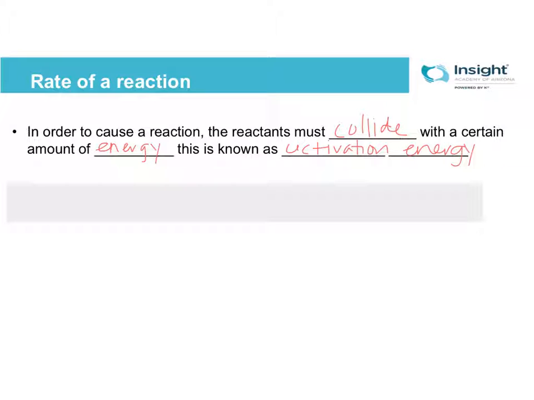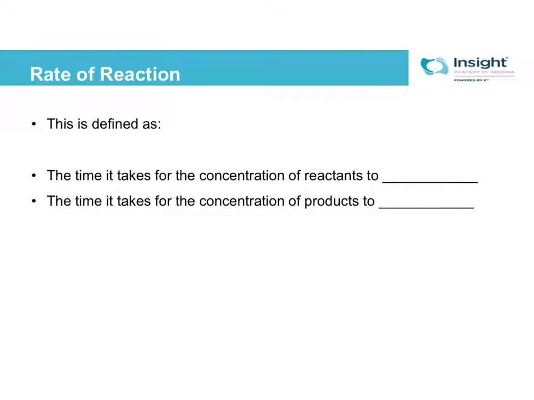In terms of applying this to a rate of a reaction, we've got to think about how quickly this can happen. All right, so rate of a reaction is going to be the time it takes for the concentration of your reactants to decrease. All right, so do they decrease at 1 mole per minute, 2 moles per minute? How long does it take for a certain amount of your reactants to disappear? Or how long does it take for a certain amount of your products to appear or increase?